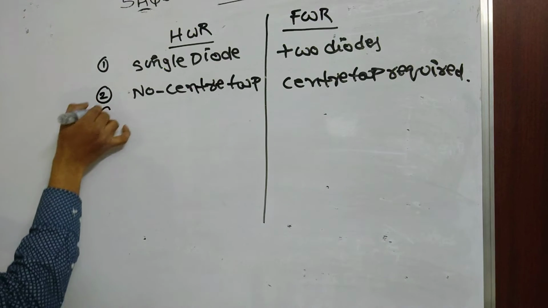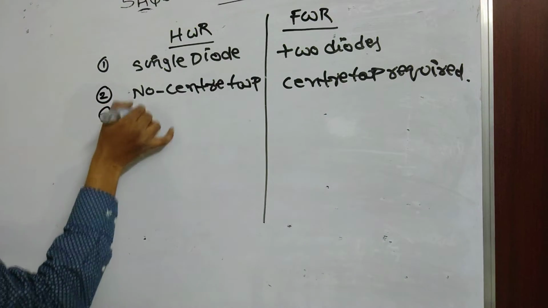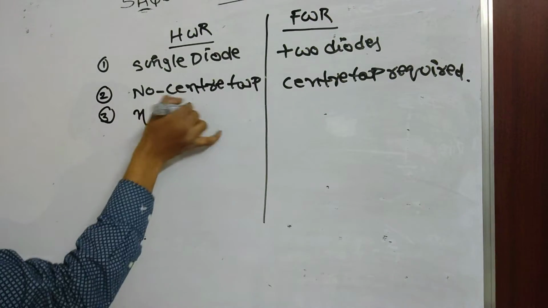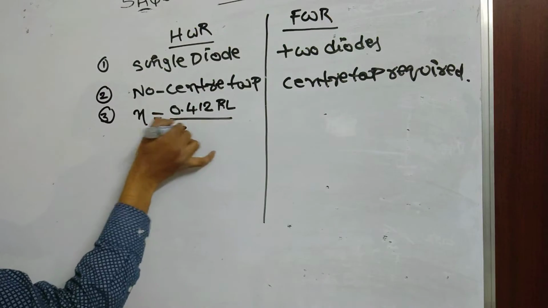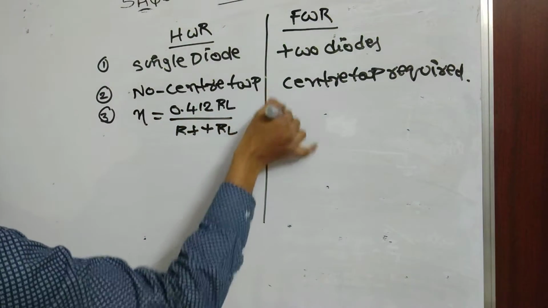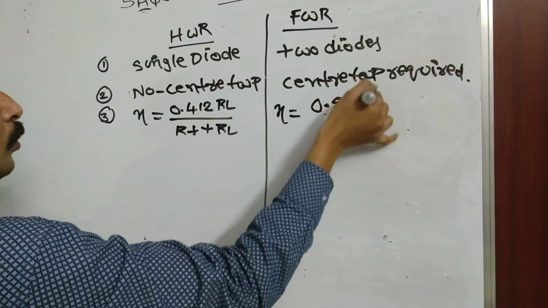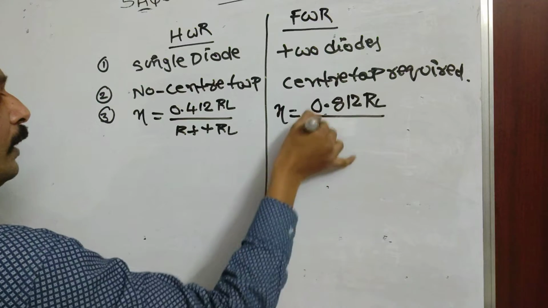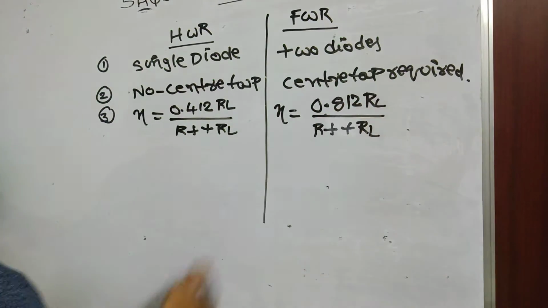Another point now. What is the efficiency here? 0.412 RL by RF plus RL. What about the efficiency here? 0.812 RL divided by RF plus RL.